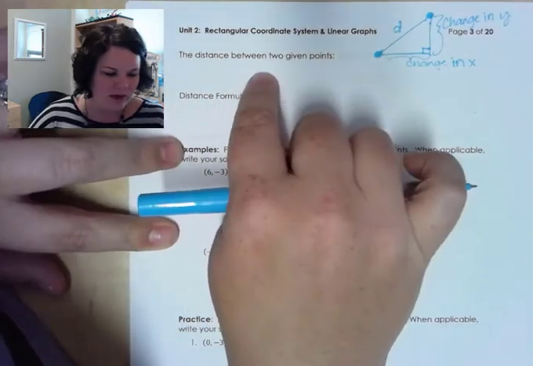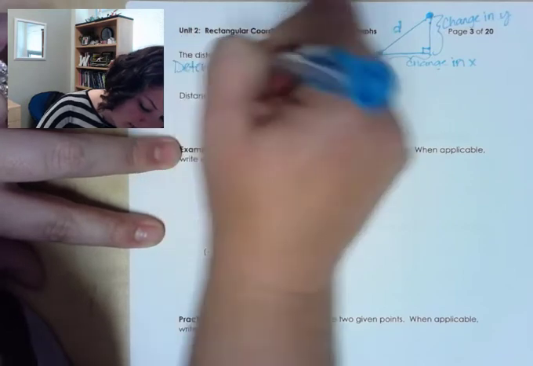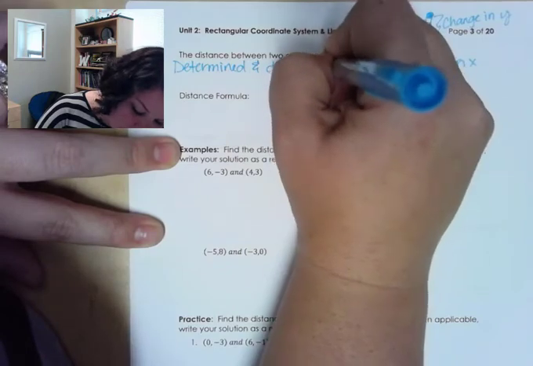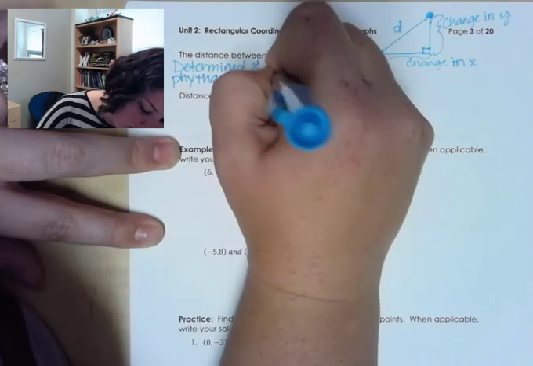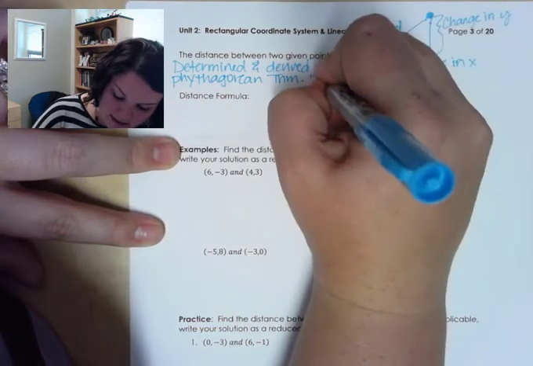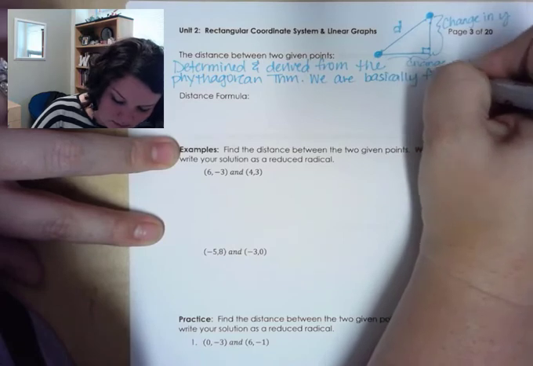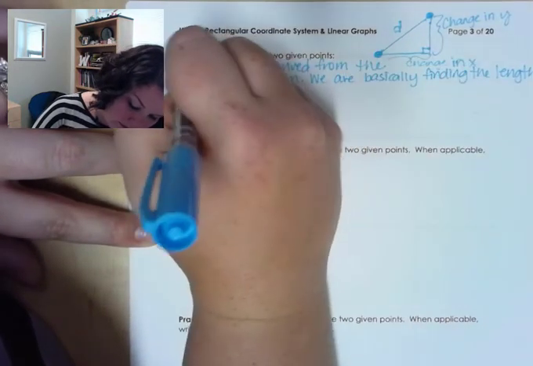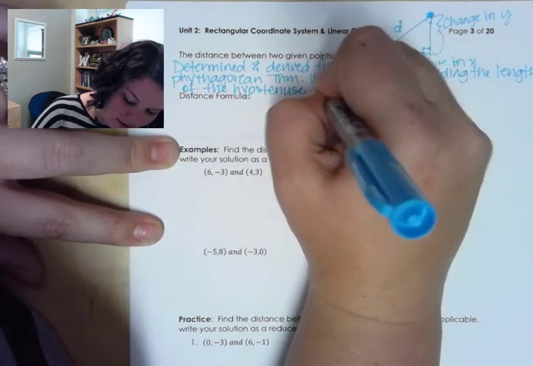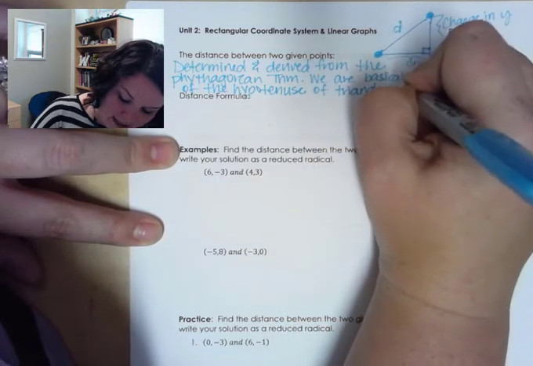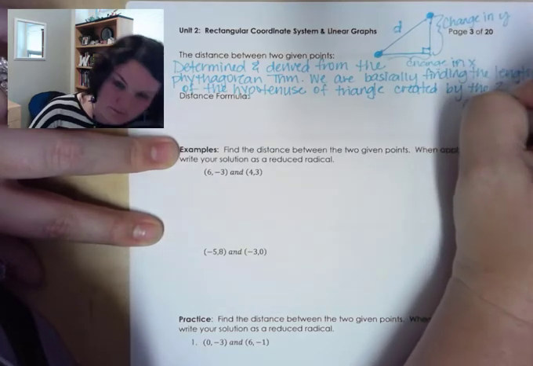Okay, so I'm just going to write out what I just said. The distance between 2 given points is determined and derived from the Pythagorean theorem, and we are basically finding the length of the hypotenuse of a triangle created by the 2 points given. Sorry, I kind of had to squeeze that in there.